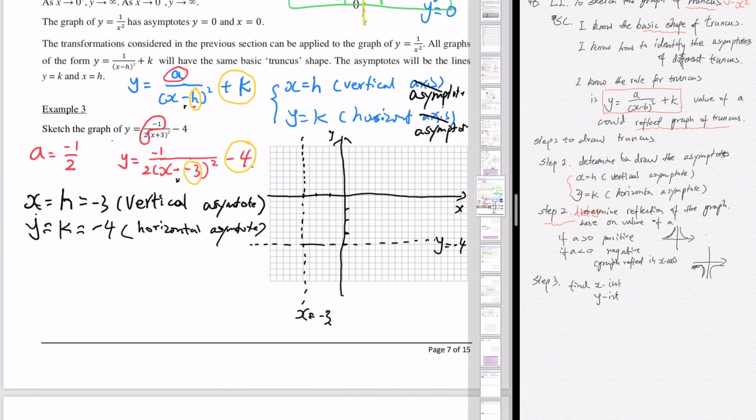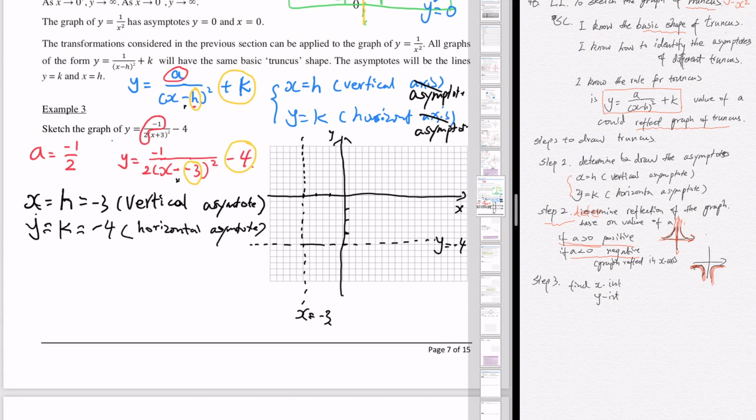Okay, so over here we know a basic truncus. You have two curves on the first quadrant and the second quadrant. That is the case when a is larger than 0. When a is smaller than 0, your graph is going to be reflected in the x-axis. Okay, so they're going to go to the third and fourth quadrant. So the graph is reflected in the x-axis.